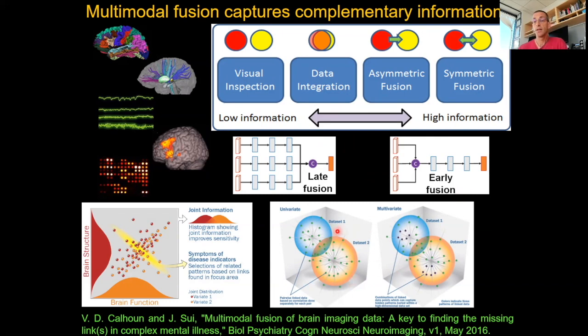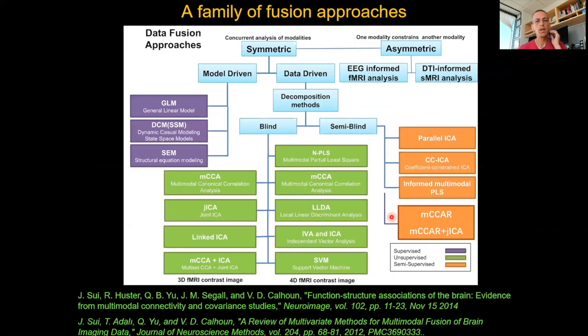Finally, we can look at multimodal fusion in a univariate way, where we look at individual voxels and we pair those voxels up with other voxels in other modalities or time points, etc. We could also look at multivariate, in which case we're looking at patterns of activity across modalities that are linked. So there's a lot of fusion approaches out there these days.